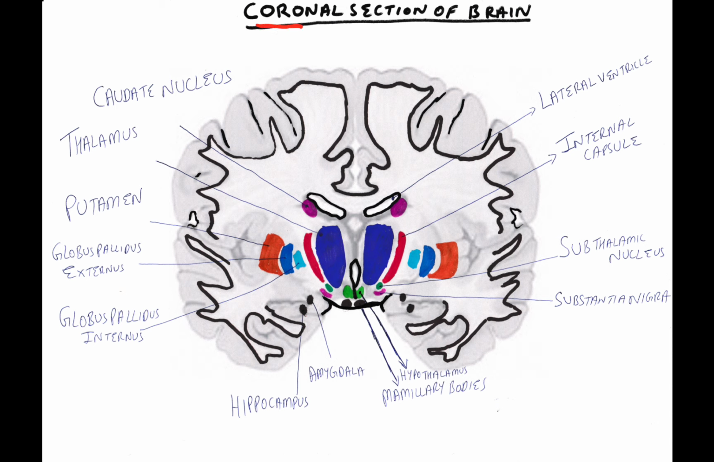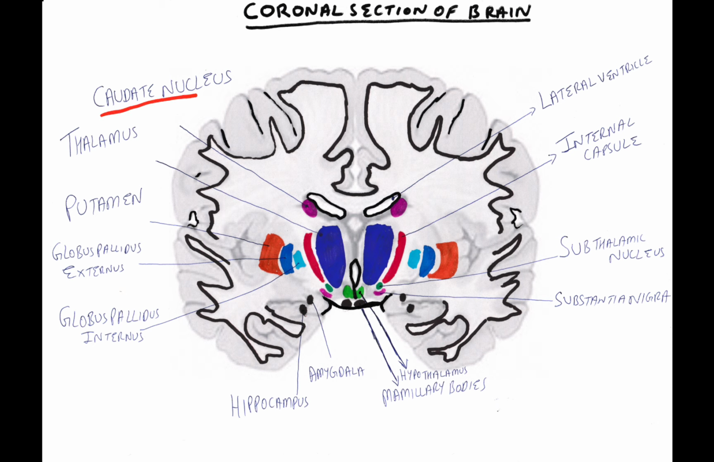So this is coronal section of brain. Coronal section is also called frontal section. So what is coronal section? Coronal section is slicing the brain in such a way that the brain gets divided into anterior and posterior parts.